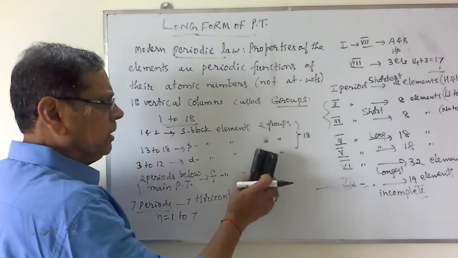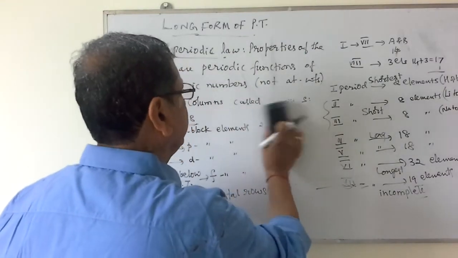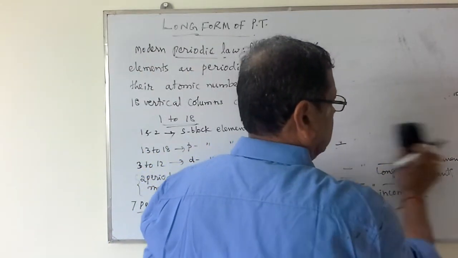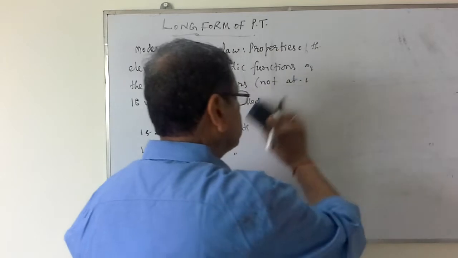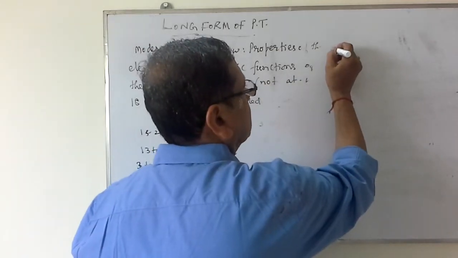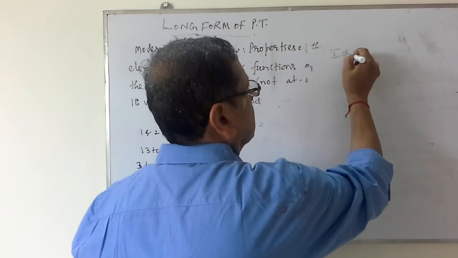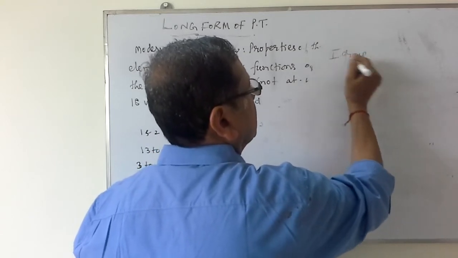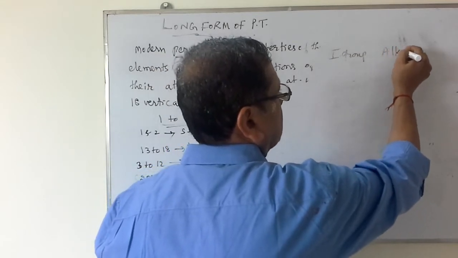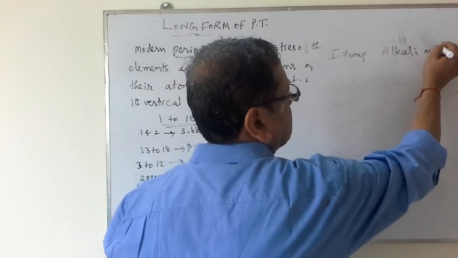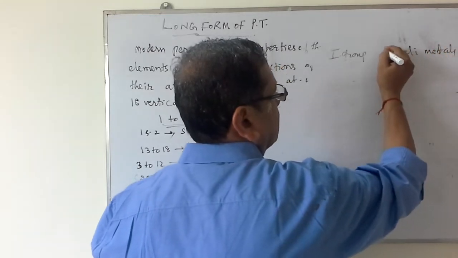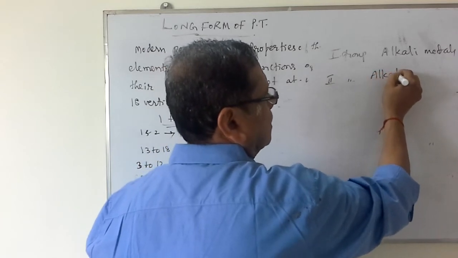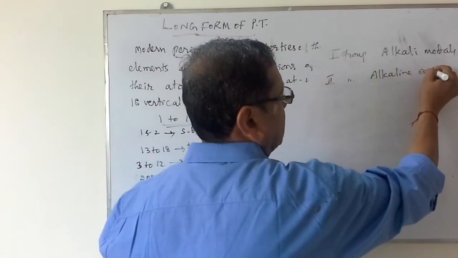Then coming to the particular names for the various groups, except hydrogen, the elements belonging to the first group are named the alkali metals. Second group elements are named the alkaline earth metals.